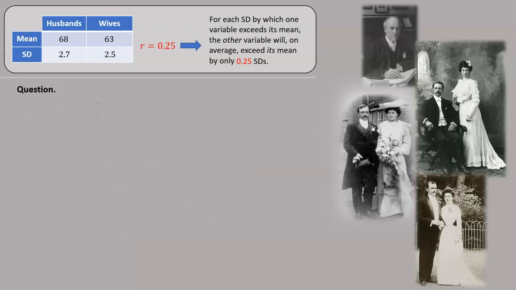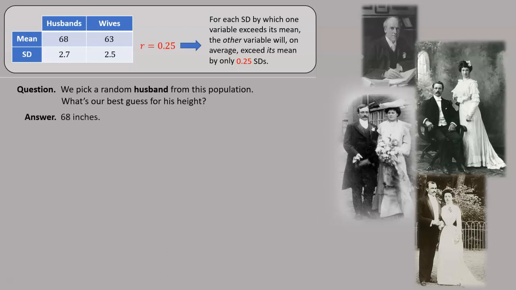Another question about this particular example. If we pick a random husband from the population, what's our best guess for his height? Well, we have nothing to work with here, so we can only go with our naive guess of 68 inches, since that's the mean height of all husbands. But now let's suppose that we learn something. We learn that his wife is 68 inches tall. Should we adjust our guess? Well, of course we should, because we know how wives' and husbands' heights are correlated. This man's wife is tall relative to her peers. In fact, at 68 inches, she's 5 inches taller than the average wife.